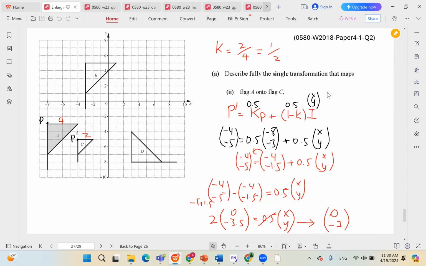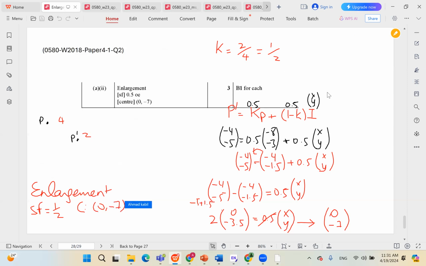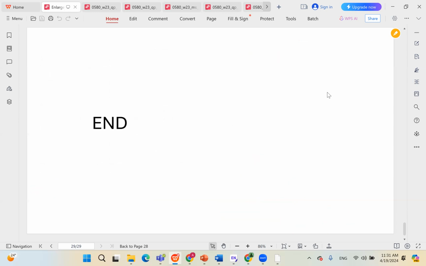So we are now ready to write the final answer. The final answer will be enlargement. And the scale factor is half, positive half. And the center is 0, -7. And we can now check the marking scheme. So enlargement is correct, scale factor is half, and center is 0 and -7. This brings us to the end of our video. I hope this has been beneficial. Thank you for watching.